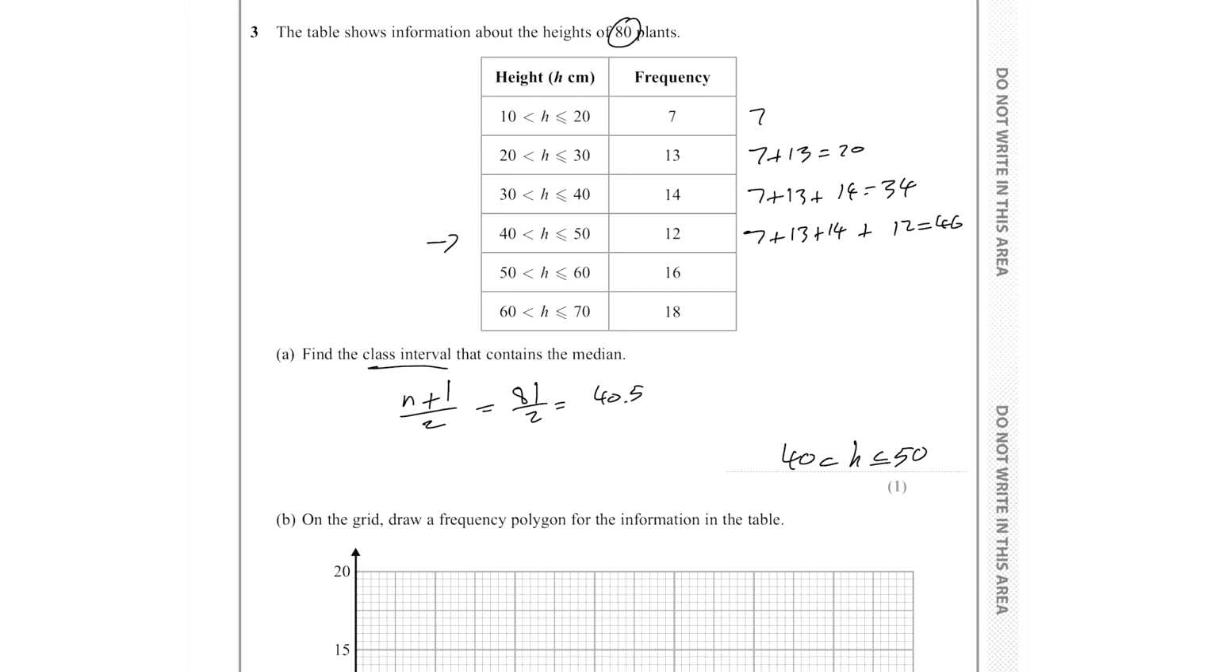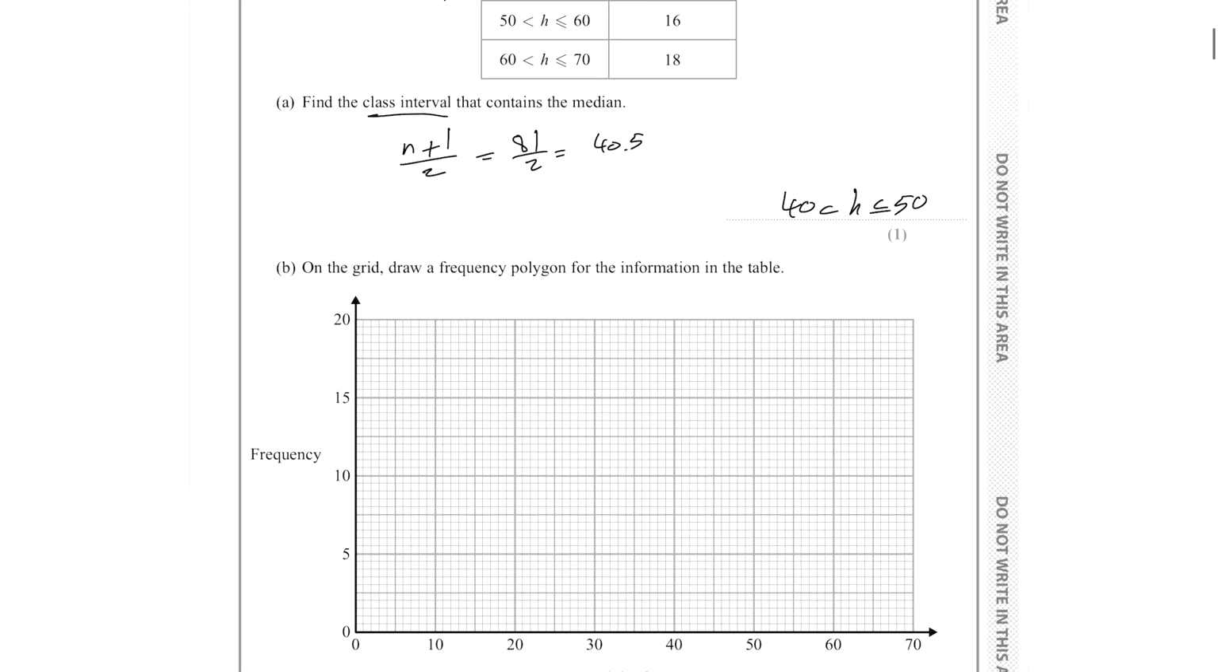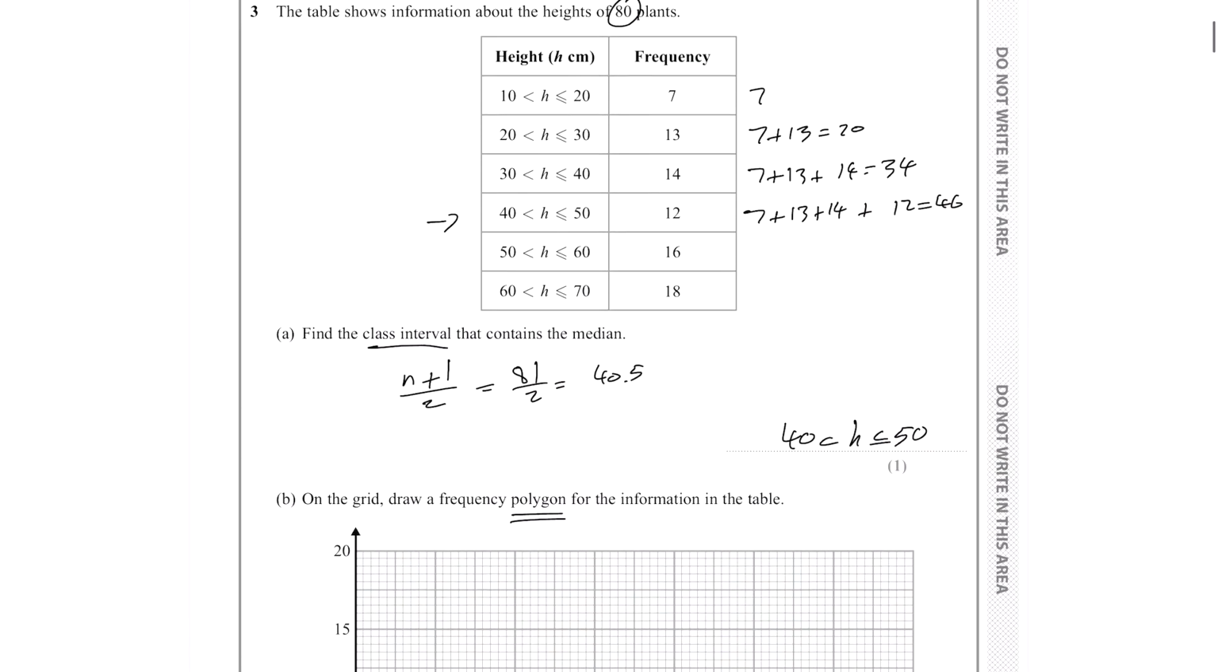On the grid below, draw a frequency polygon. One thing you want to remember with frequency polygons is you're going to plot it against the midpoint. So it's not going to be against the end number. It's going to be against the midpoint. So the midpoints, I'll just write them down: 15 here, 25 here, 35 here, 45 is the midpoint of that, 55 here, and 65 here. If you want to work out the midpoint, you can just do 10 plus 20, divide that by 2, and that will give you the midpoint. You'll do the same with the rest of the classes.